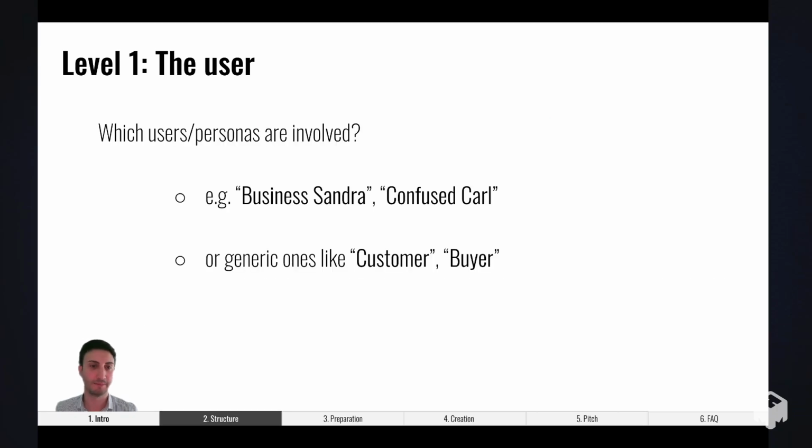But let's take a deep dive. The user or persona is something that you define yourself. Some people love working with personas, some hate it, that is up to you. You can have a persona who is called Business Sandra or Confused Carl, or you can just be very generic and say, okay, my user is the customer or my user is the buyer. No rocket science behind that. But in case you have well-defined personas, I would recommend using those, because there's a reason why your product and design team has worked them out, and the more specific you are with your persona, the more specific your solution will be.